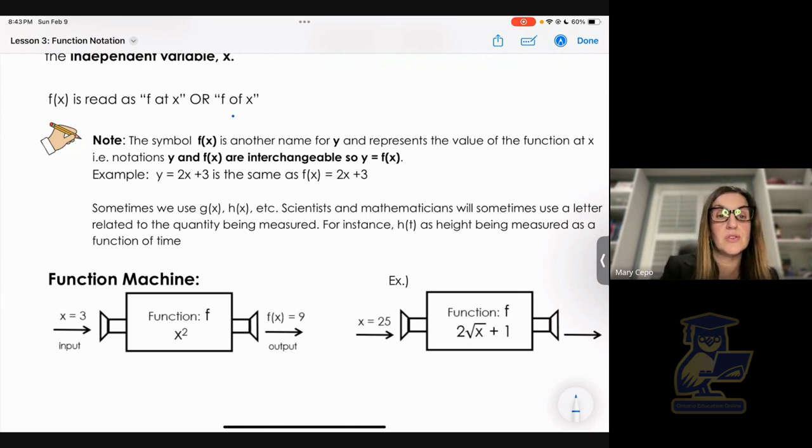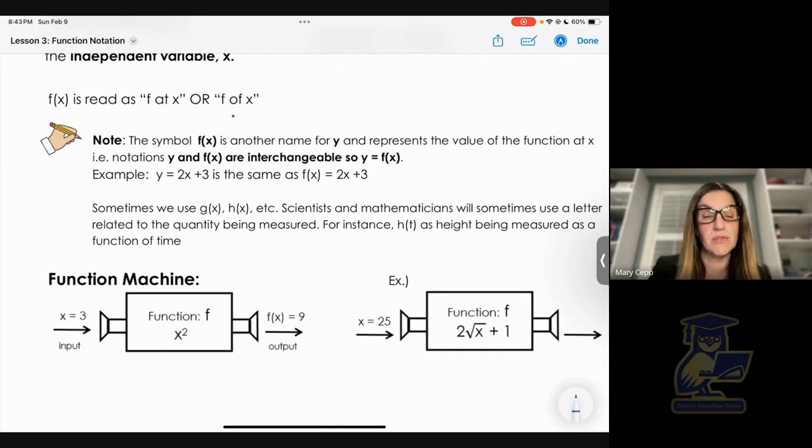Sometimes we use g of x, h of x. Scientists and mathematicians will sometimes use a letter related to the quantity being measured. So for instance, you might have a word problem where you see h of t, as height being measured as a function of time.